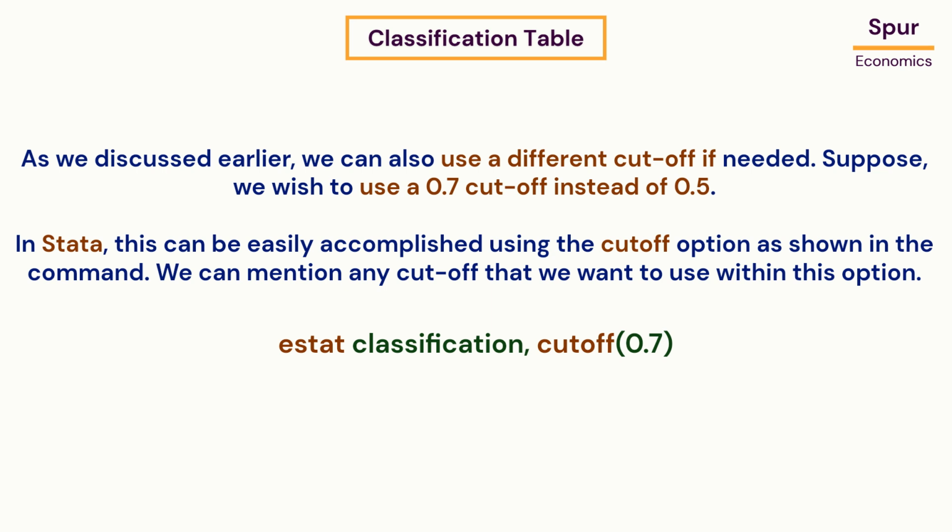As we discussed earlier, we can also use a different cutoff if needed. Suppose we wish to use a 0.7 cutoff instead of 0.5. In Stata, this can be easily accomplished using the cutoff option as shown in the command. We can mention any cutoff that we want to use within this option.